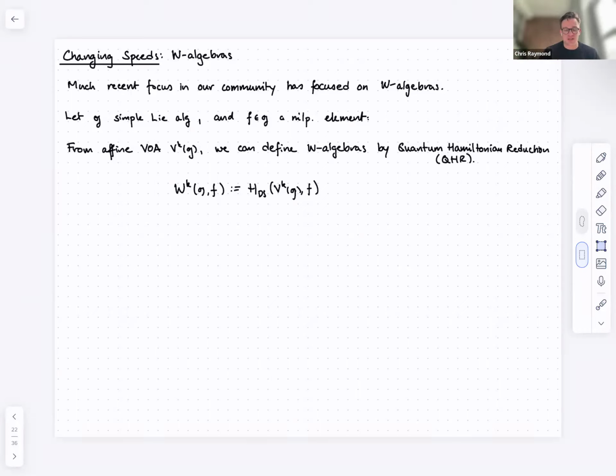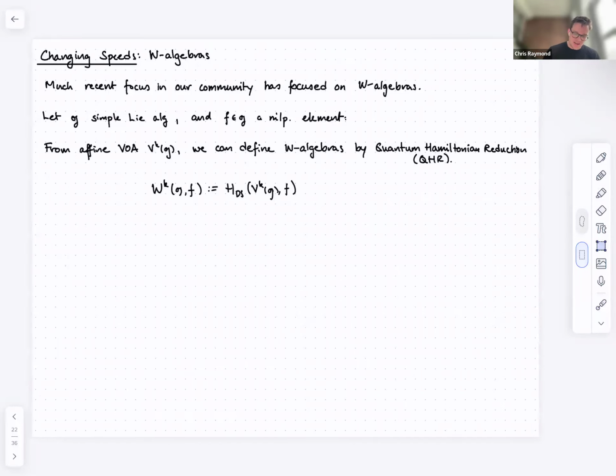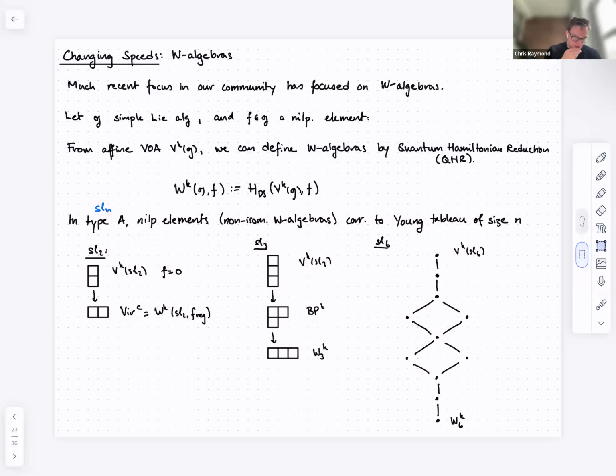In this case, it's going to be enough just to think about the universal VOAs that I get out of this nice construction. Now, we have a lot of structure. In type A in particular, the nilpotent elements that I can use are classified by Young tableaux, or partitions, if you want to think about it that way instead.